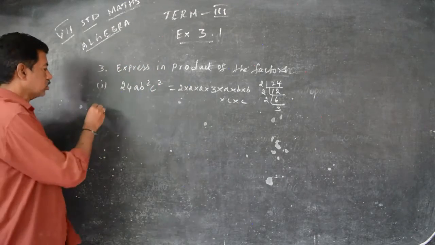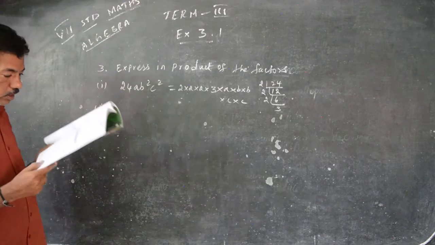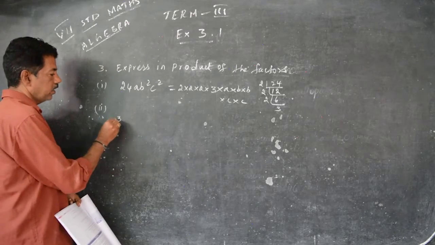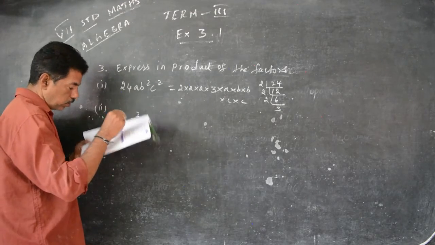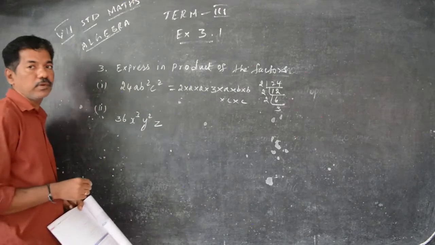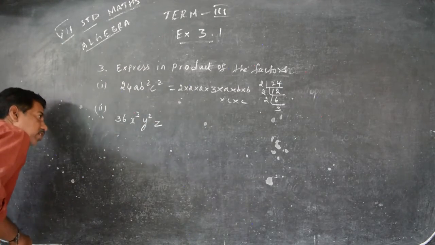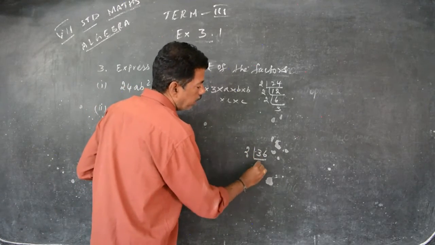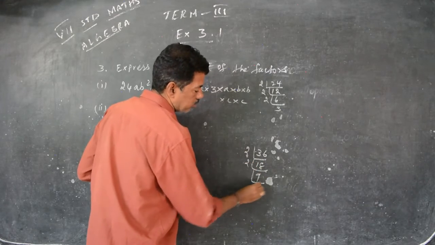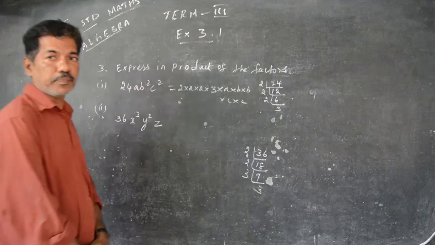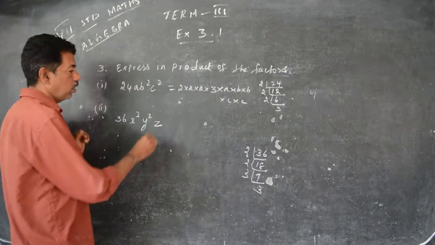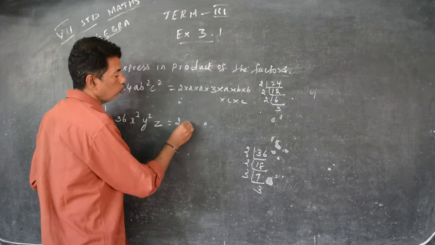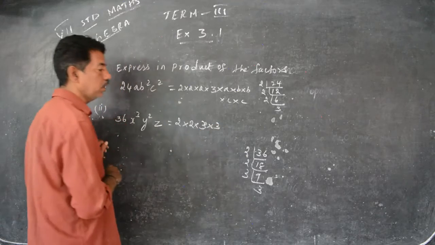Anyone to follow? Next. Question number 2. 36x³y²z. Same, you have to factorize 36. 2 times 18, 2 times 9, 3 times 3. Can we follow this? So now how do we have to write 36? 2 into 2 into 3 into 3.